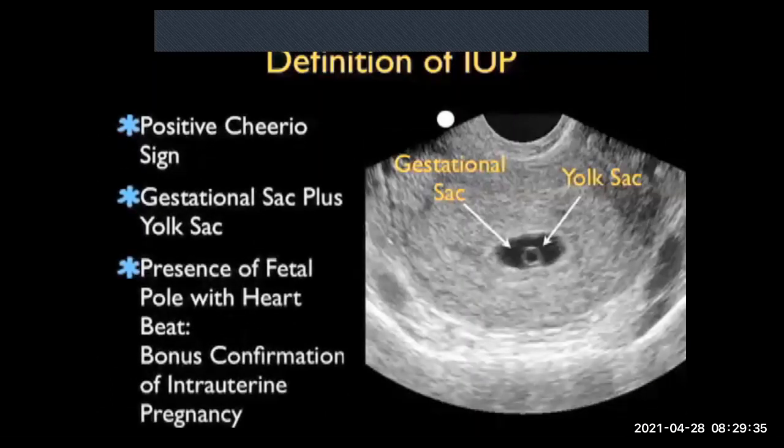Here are the findings that we define as indicative of an intrauterine pregnancy for an emergency physician sonographer, and that is the presence of a gestational sac with a yolk sac inside. And as we see in the picture to the right, the yolk sac has a circular appearance that we call the positive Cheerio sign. Thus, just remember, gestational sac plus yolk sac is indicative of intrauterine pregnancy. However, bonus points are given if you see a fetal pole with a heartbeat for confirmation of intrauterine pregnancy.